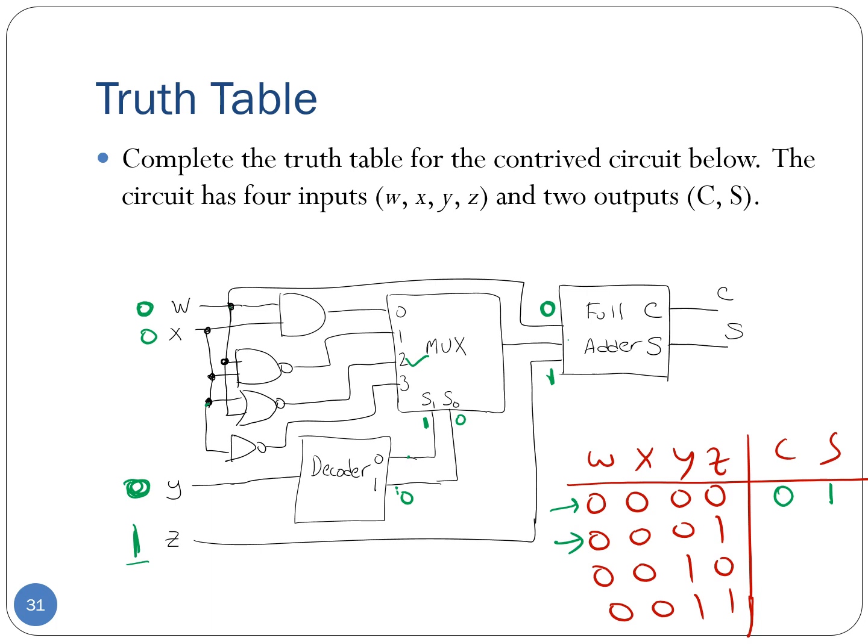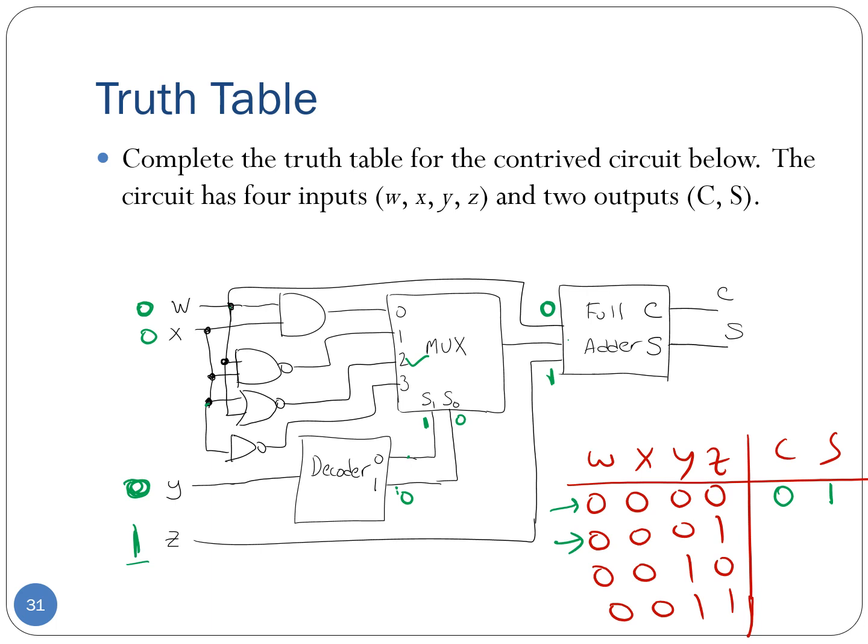So let's figure out the output of this NAND gate over here. W is 0, X is 0, so 0 and 0 is 0, not of that is 1. So this 1 is forwarded here, so we get 0 plus 1 plus 0, so the sum is 1 and the carry out is 0. Okay, so that's the third row. Let's move on to the fourth one.